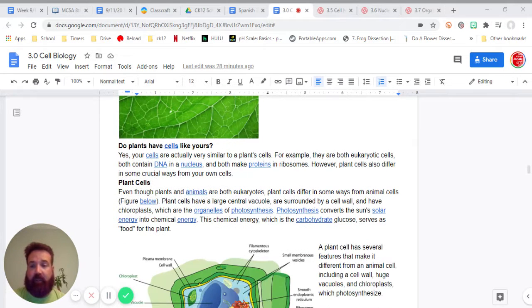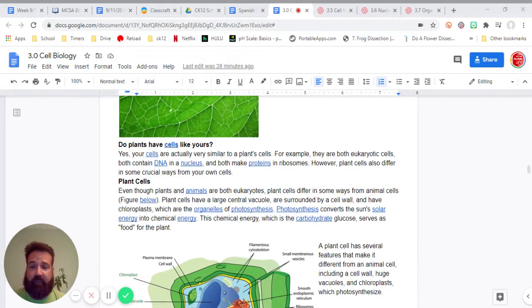All right, do plants have cells like yours? Yes, your cells are actually very similar to plant cells. For example, they are both eukaryotic cells, both contain DNA in the nucleus, and both make proteins in ribosomes. However, plant cells also differ in some crucial ways from your own cells.